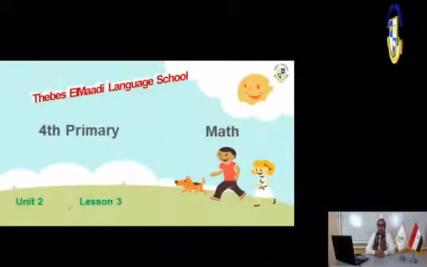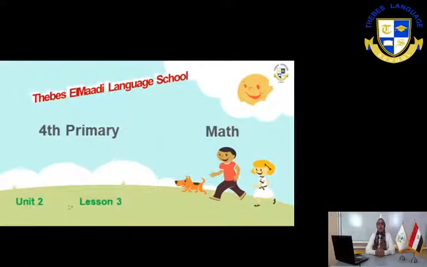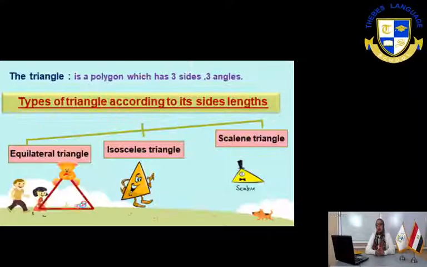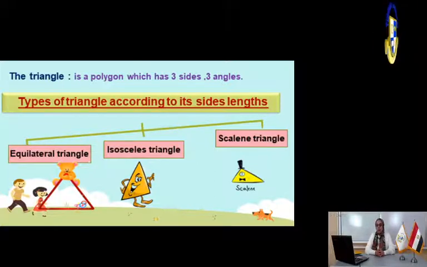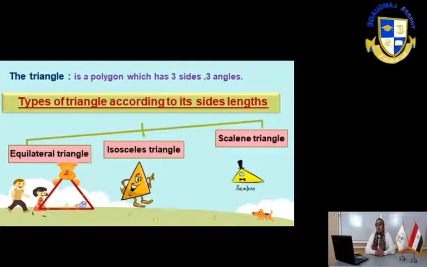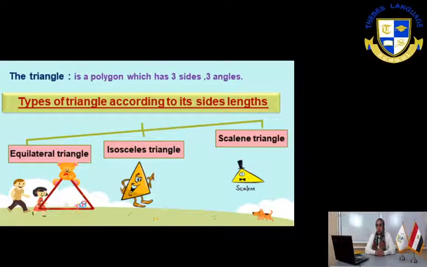Today, we are going to explain a new lesson, which is the triangle. And we will know all the types of the triangle according to its sides and according to its angles. Now, let's start with the types of the triangle according to its sides.